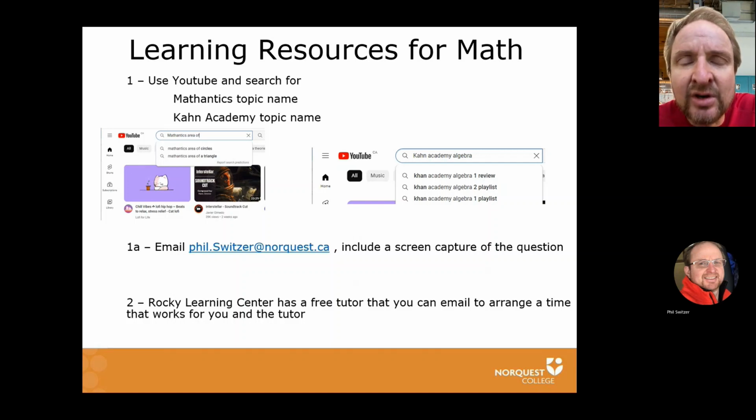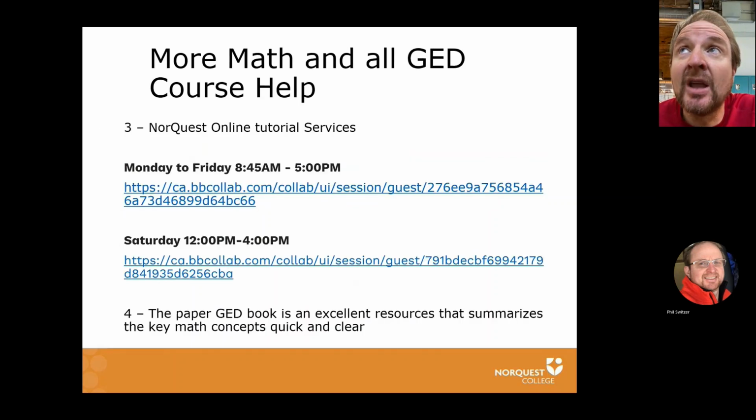That process is really critical for mathematics, to understand what the steps are and then practice that process over and over. Of course, you can always email me. Just send me a screen capture of the question. There are also learning centers right here. I've got the Rocky Learning Center highlighted, but all of your communities in Edmonton and Calgary have free tutoring services available, and I can help you find that. There is a tutor near you who can help you for free with your math and all the other parts of the GED course as well. So definitely you're going to want to link up with a tutor.